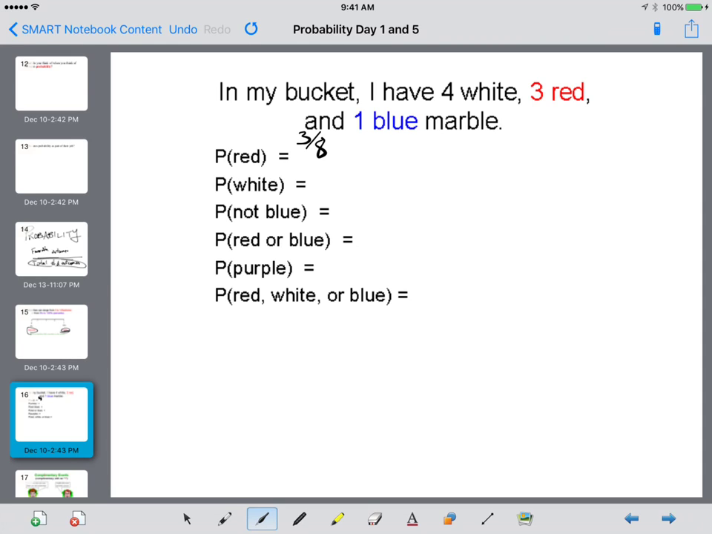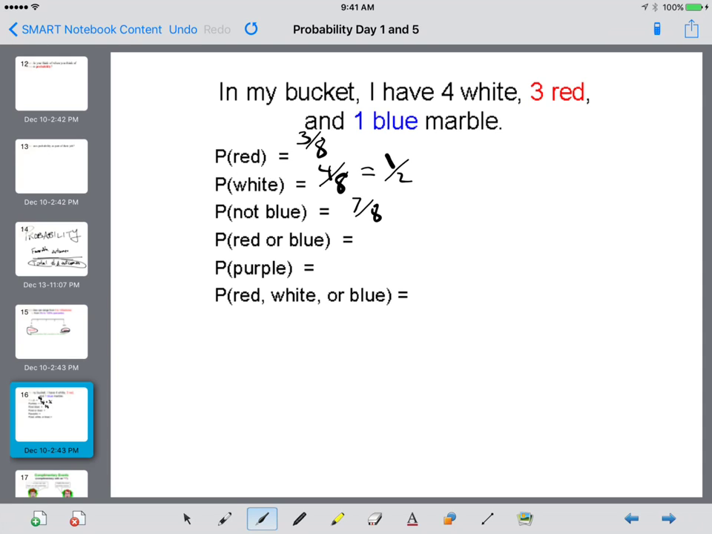Probability of pulling a white one, well, there are 4 favorable, 4 white ones out of 8, which means you have a 1 out of 2 chance of pulling a white one. Probability of pulling not blue. Well, how many marbles are not blue? Well, there are 7 that are not blue. So you have a 7 out of 8 chance of pulling a marble that's not going to be blue.